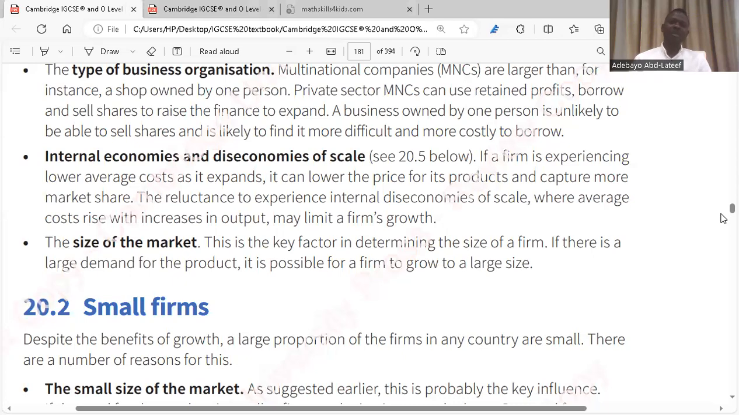If a firm is experiencing lower average cost as it expands, it can lower the price for its product and capture more market share. So, as a firm, if you are expanding your business and you are enjoying internal economies of scale, it means your average cost of production would have reduced. As a result, you can sell at a lower price. Selling at a lower price will attract more customers to your business, isn't it? So attracting more customers increases your market share.